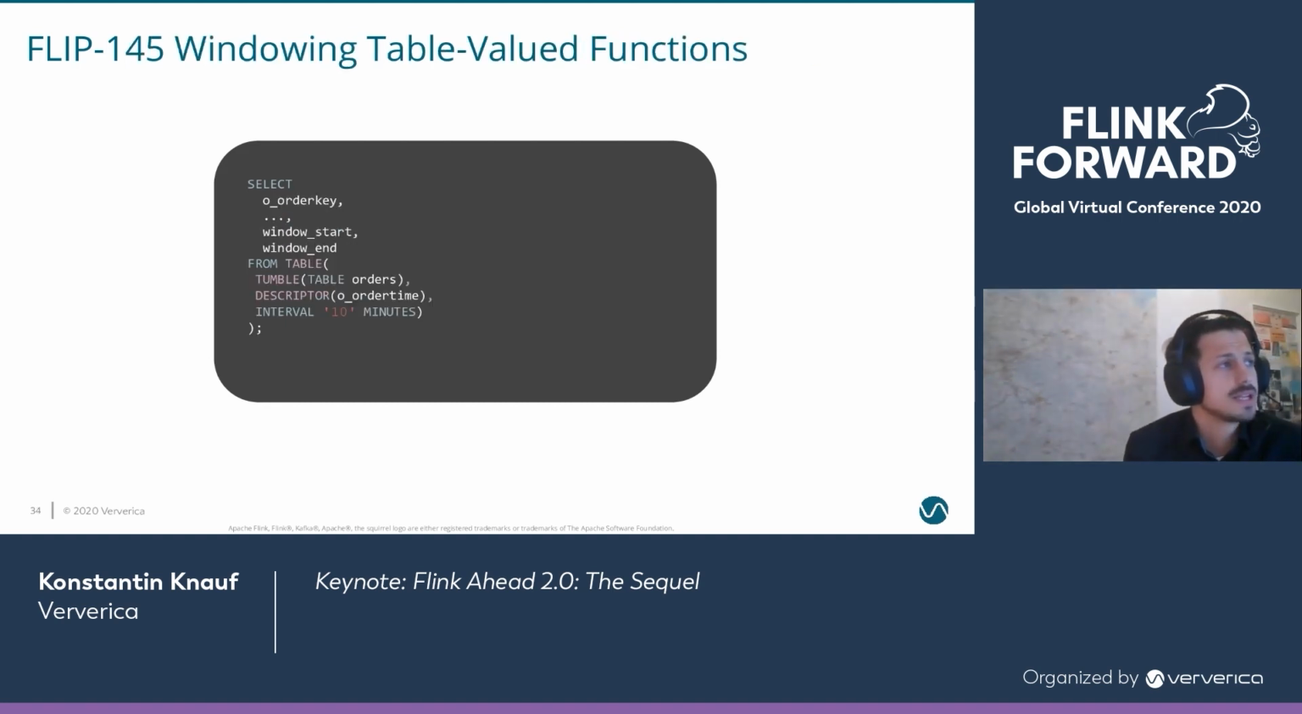And last but not least, FLIP-145 with the a little bit abstract name windowing table-valued functions. It's basically a new way to do windowing in SQL. So instead of using GROUP BY TUMBLE, GROUP BY HOP, you kind of window the whole table, which gives you your original table with all its columns plus 2 more columns, a window start and a window end.